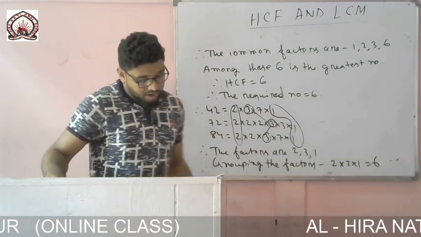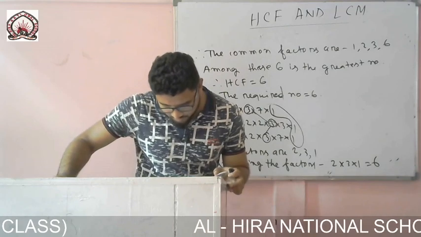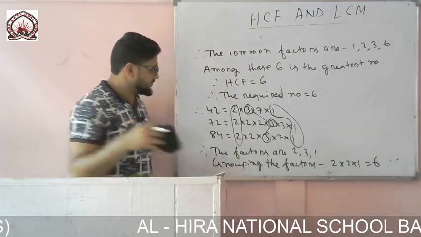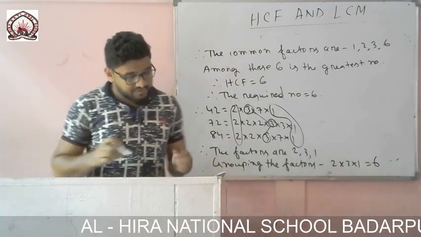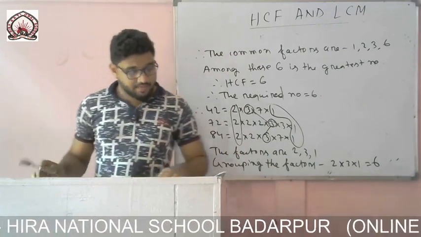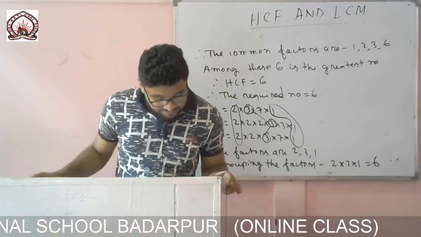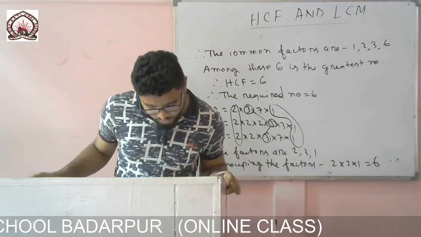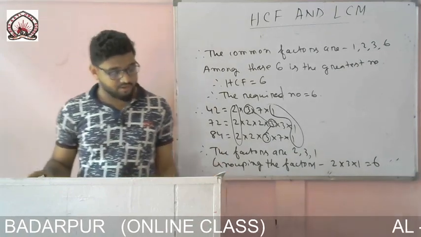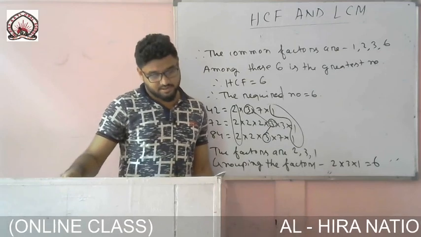Okay. Now come to question number 4a. Find the greatest number that divides 27, 41 and 50, leaving 3, 5 and 2 respectively as remainder. Now they leave different remainders.